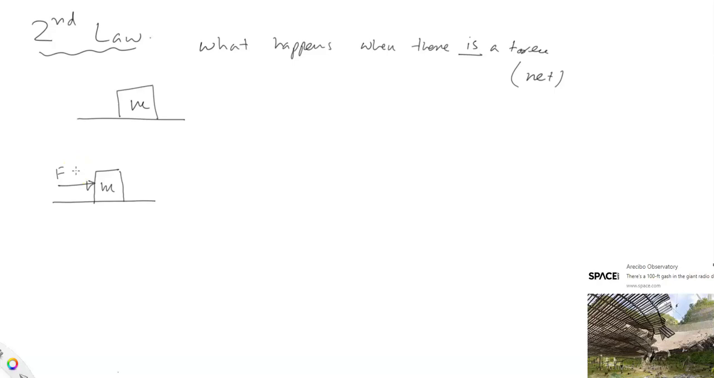For simplicity, let's assume that there is no friction. This is a very smooth surface, very well polished, very horizontal, no rough areas. So we can say no friction.